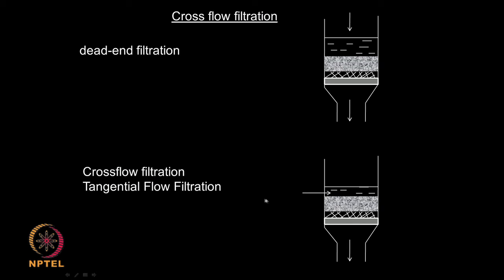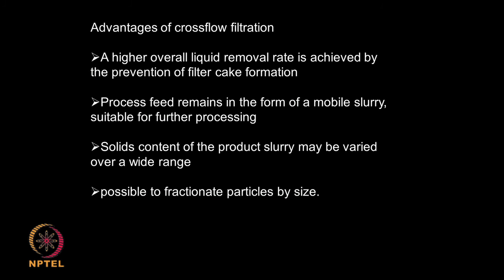Whereas in the cross flow, the slurry is flowing in this direction, okay, cross, it is flowing tangential to the filter medium. So, cake formation is very low. So, this type of accumulation of cake is less. So, this is much more advantageous, because the cake formation is very low and so the liquid and the filtration is always much more when compared to the dead end type of filtration. Okay. So, these are the two types, one is the dead end, another is the cross flow filtration.